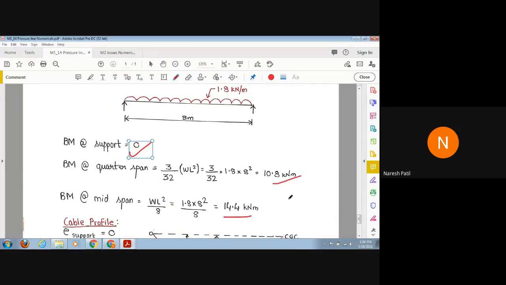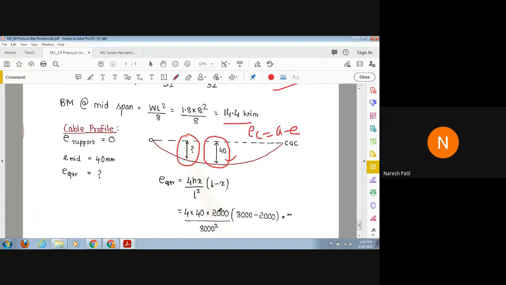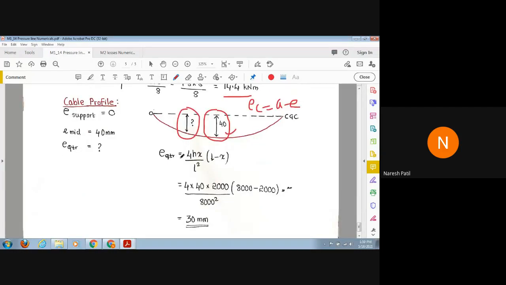That was okay. But for calculation of EC, see here only the eccentricity at midspan is given. How can you calculate EC? Because EC is equal to A minus E. Here you can calculate, but how can you calculate at quarter span? For that, you can use this formula, the calculation of eccentricity at quarter span with respect to the eccentricity at midspan.